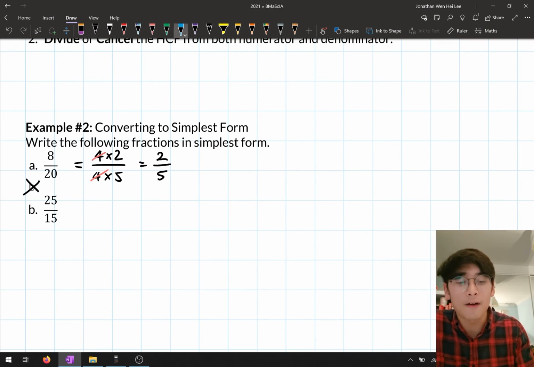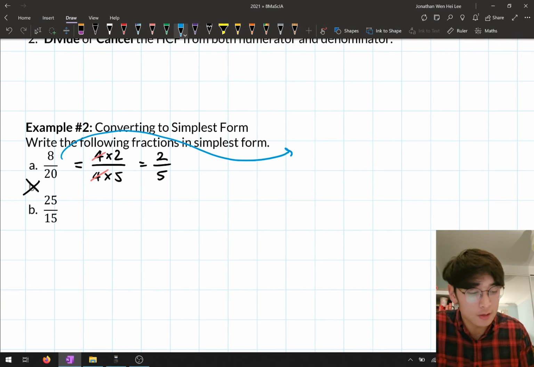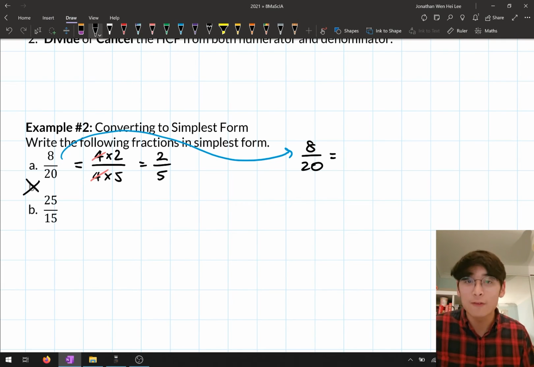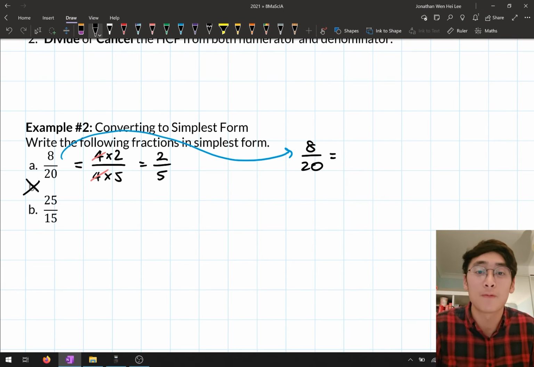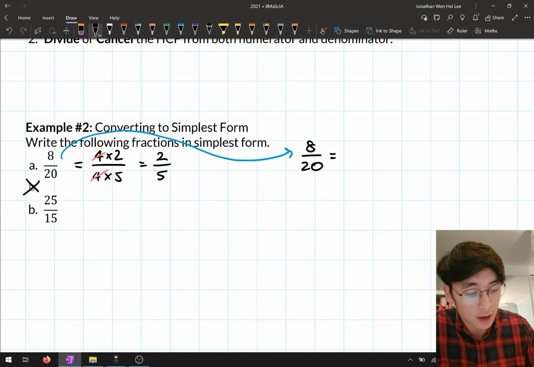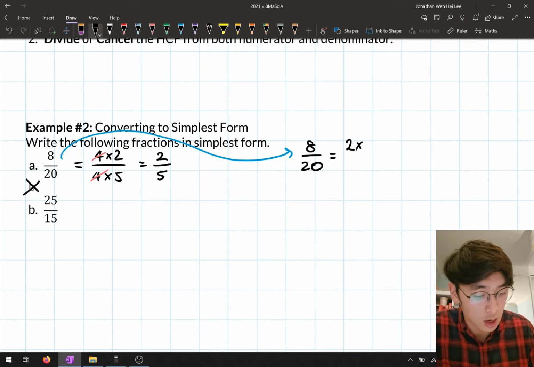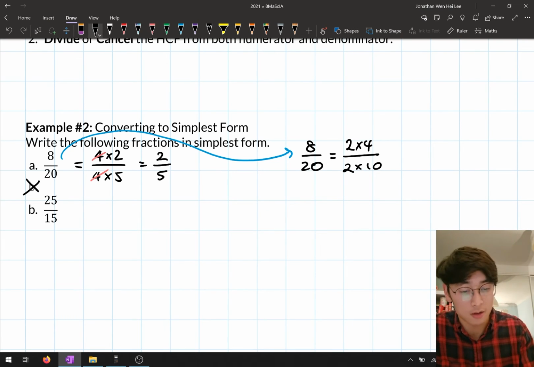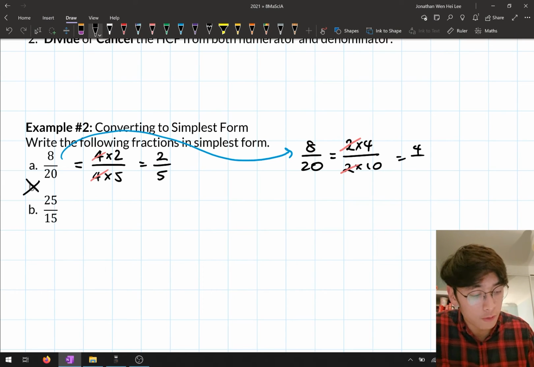Now, if you can't find that number, you can find any factor, any number that can go into both 8 and 20, and divide it from them too. So for example, if you're not able to jump straight to 4, you might go, okay, 8 and 20, both of them are even numbers. I know that even numbers can be divided by 2. So 8 is just 2 times 4, and 20 is just 2 times 10. And so I can just cancel that 2 out, and I'm left with 4 over 10.